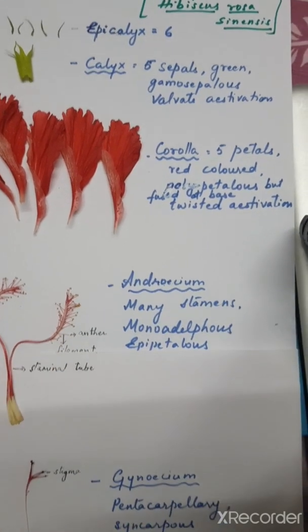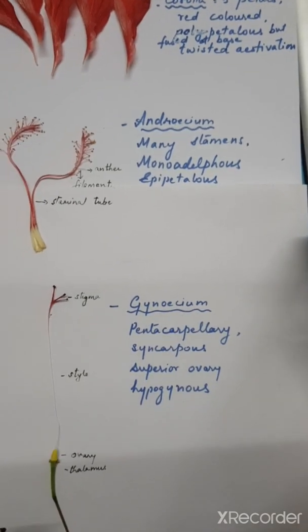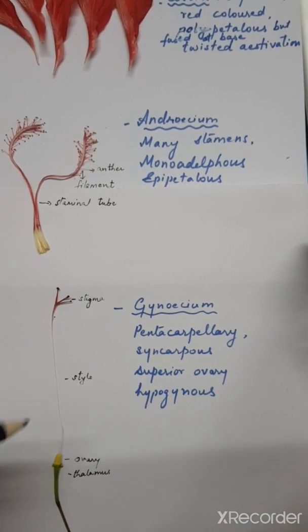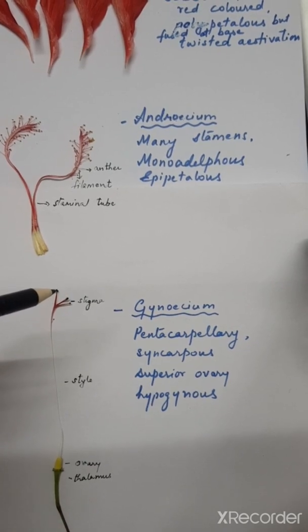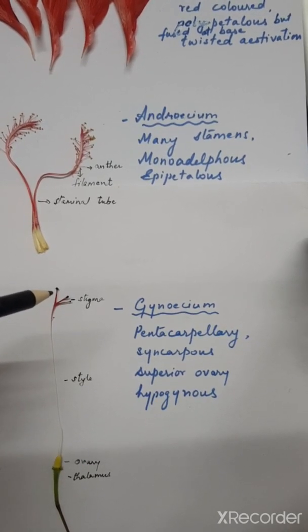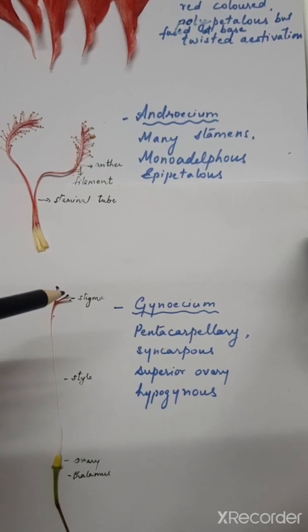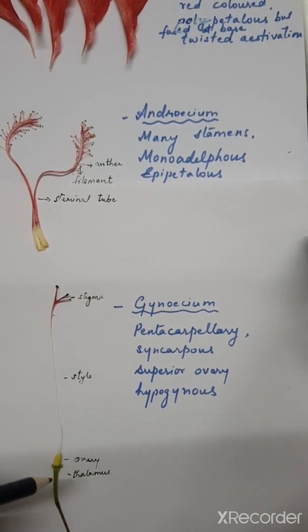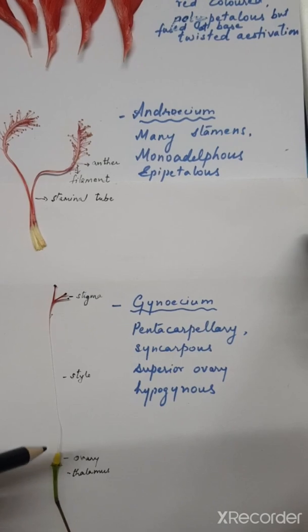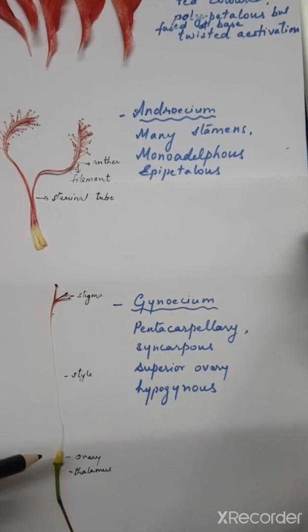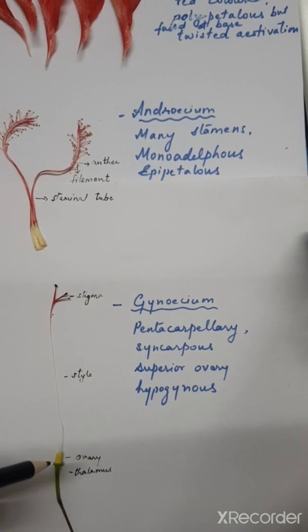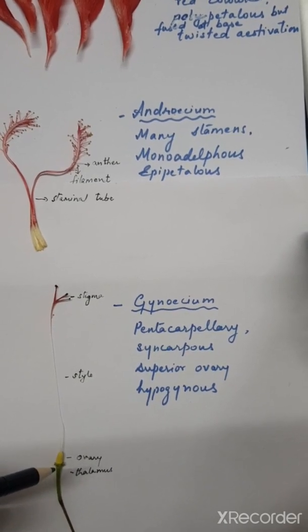Coming to the gynoecium, gynoecium is pentacarpellary, which we can know by the number of stigmas there on top. We will also take a section and see whether it's correct. Then all the 5 carpels are fused together to form one structure, so it's syncarpous. And the position of the ovary we saw with respect to the other plants, so it was superior ovary and also called hypogynous.